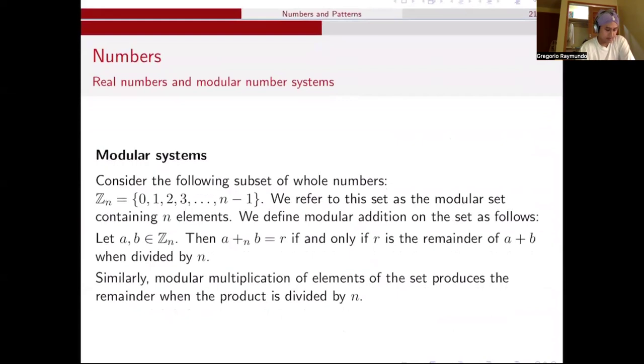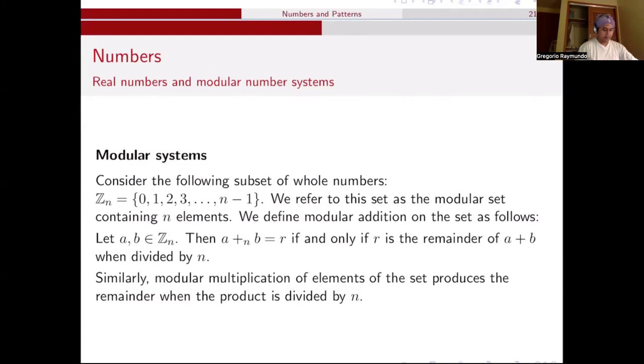Now, let's talk about modular number systems. Ano naman ang modular number system? So, iba naman ito from real number system. A modular number system ay mukha siyang natural numbers. Pero, ito yung generalization ng binary system, 0, 1. Generalization siya ng hexadecimal system, 0, 1, 2, 3, 4, 5, 6, 7, 8, 9, A, B, C, D, E, F.